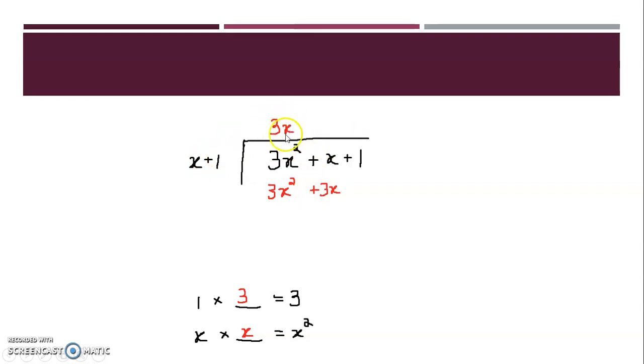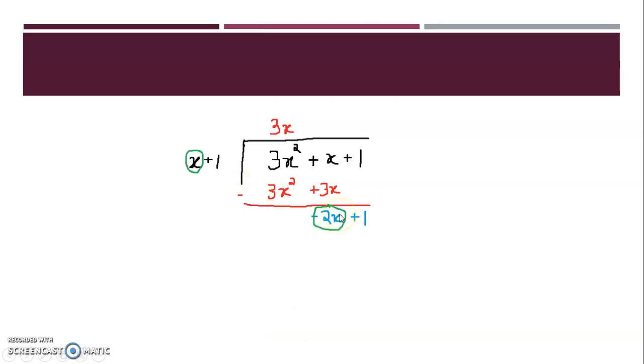Okay, note that although we are checking for the first term, we have to multiply for the entire divisor. We finalize that we have to find 3x based on the first term x, because x into 3x gave us 3x square. So although we decided this 3x based on our first term x, when multiplying we have to multiply both the terms with this 3x. Okay, now what do we do? We subtract.